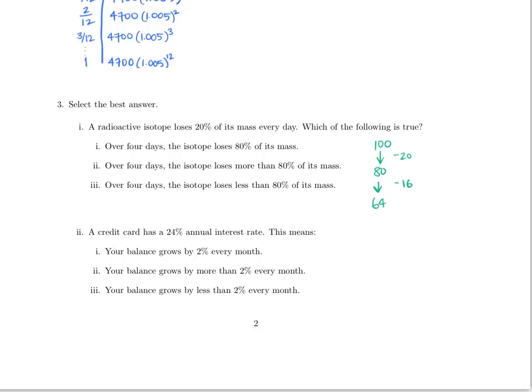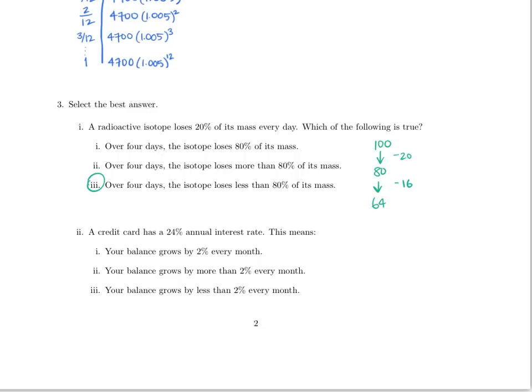This is going to be 20% of 100 plus 20% of 80 plus 20% of 64 plus 20% of about 51, and it will keep going. It's not going to be a total of 80% of 100 being what's lost. So number 3 is going to be that the isotope loses less than 80% of its mass.